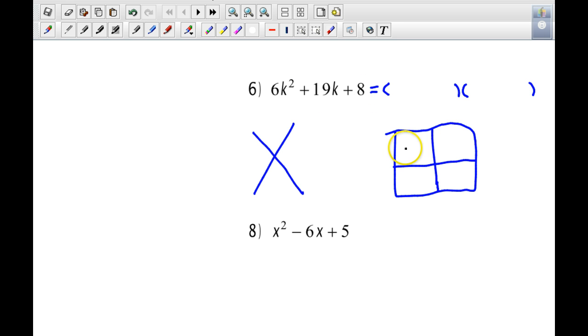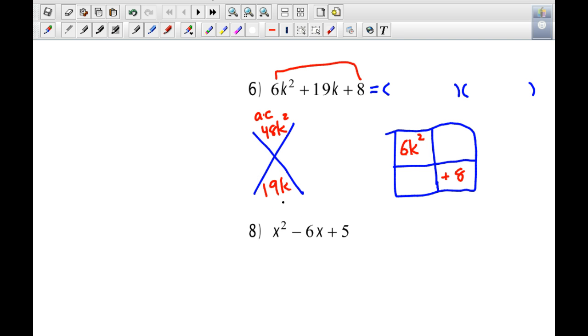Alright, set it up. 6k squared, positive 19k, positive 8. What goes on the top? What goes in the attic? A times C. That's going to be 48k squared. What goes in the basement? 19k.